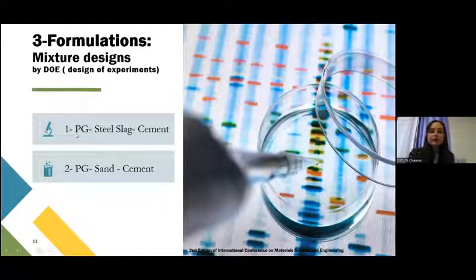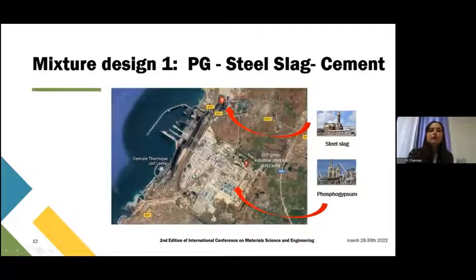The first one is composed of phosphogypsum, steel slag, and cement. The second one, sand instead of steel slag. For the first mixture design, we have phosphogypsum coming from OCP group industrial complex of Jorfosfor region. Just next to it, we have Lassuna seed that brings us some steel slag, but we do not always have these chains. That's why we use for the second mixture design sand instead of steel slag.